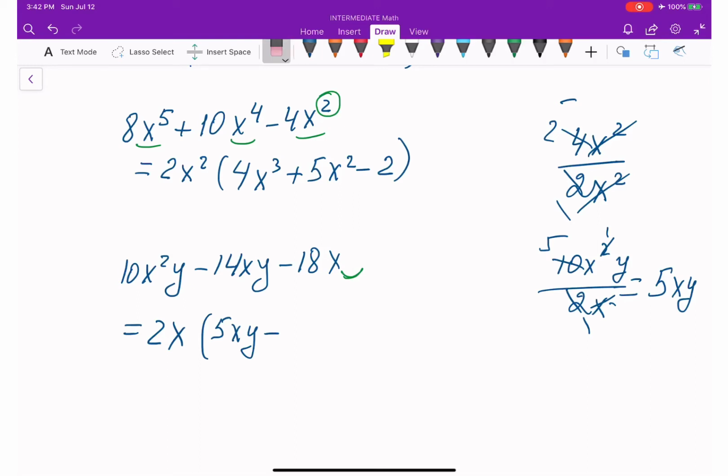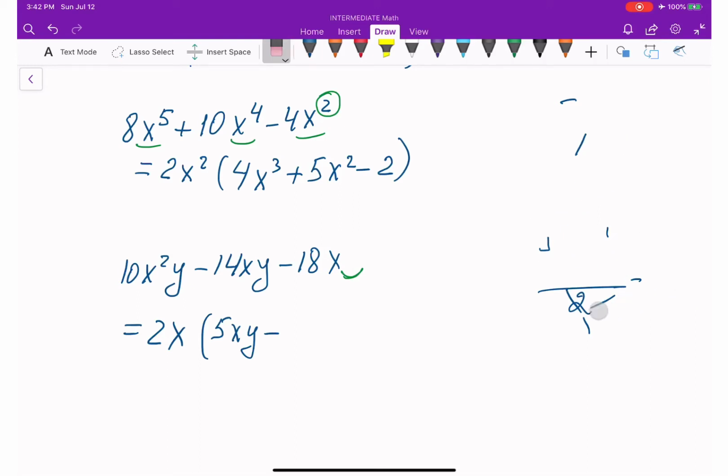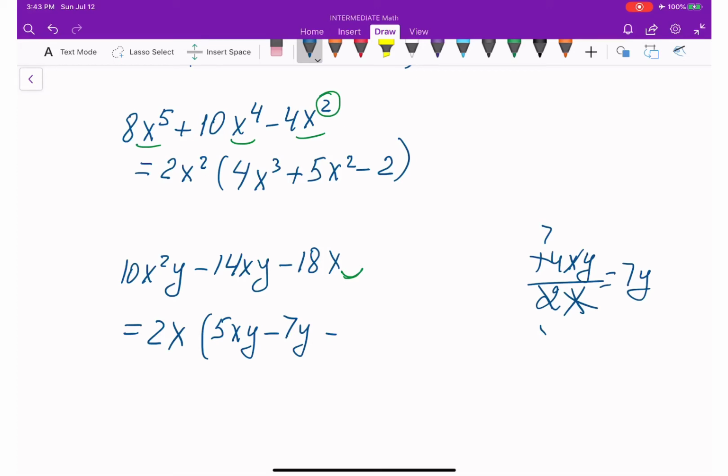Minus, so 14xy divided by 2x. x and x are gone. 14 by 2 is 7, so we get 7y. And next, 18x divided by 2x. It's going to be 9. Okay? Pretty straightforward.